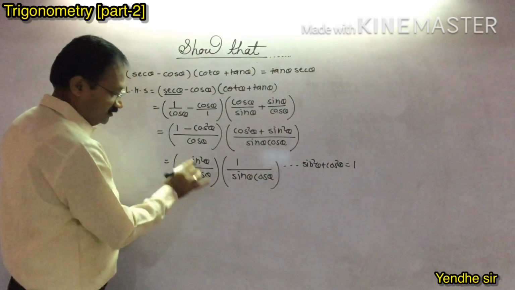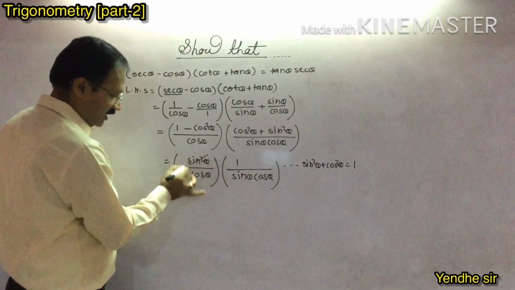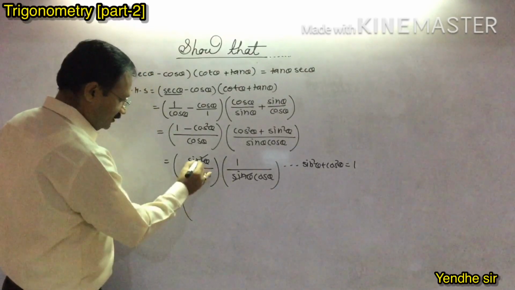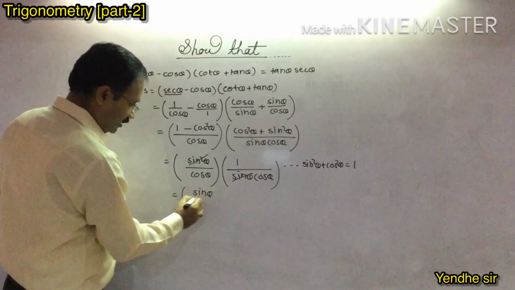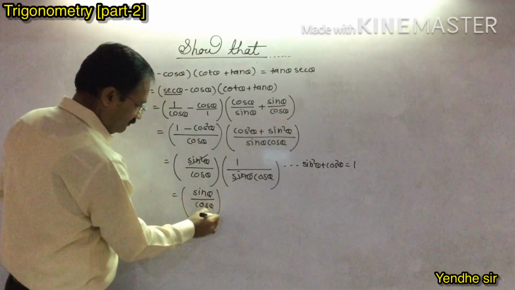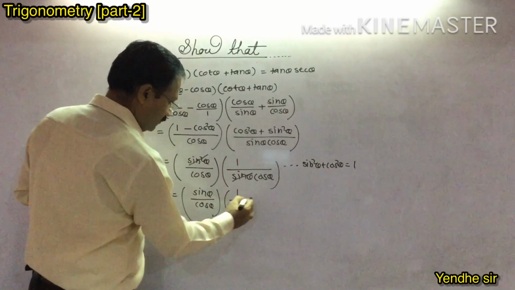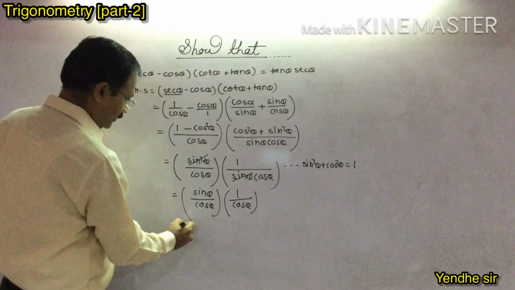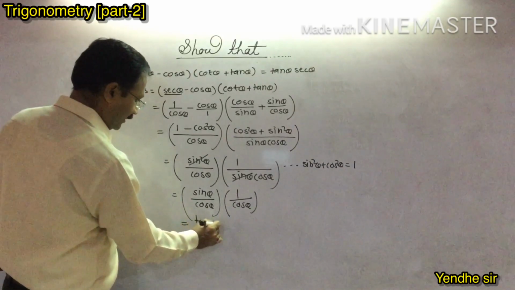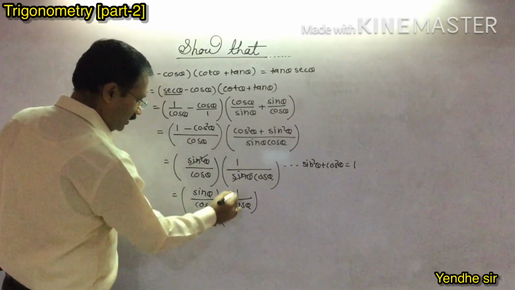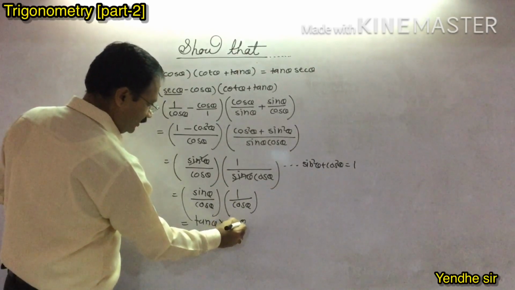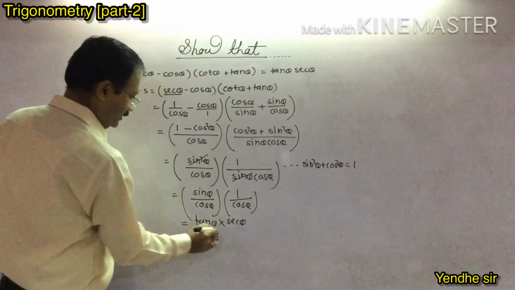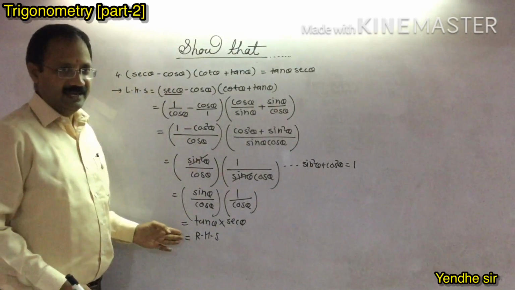Now see this. Is anything going to be cancelled? Yes, one sin theta and that sin theta will be cancelled. So what will remain here? Sin theta upon cos theta in one bracket. In another bracket 1 upon cos theta. Yes. So sin theta upon cos theta means tan theta, and into 1 upon cos theta means sec theta. So we get the answer equal to RHS. So this is our answer.